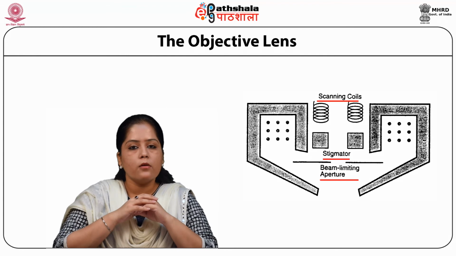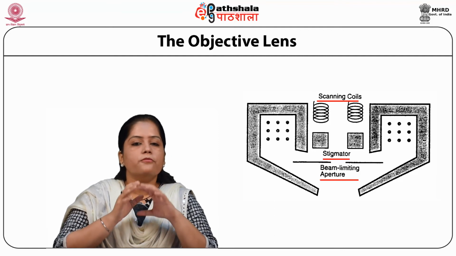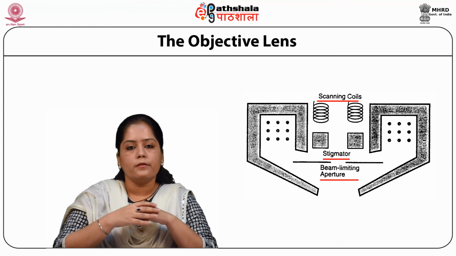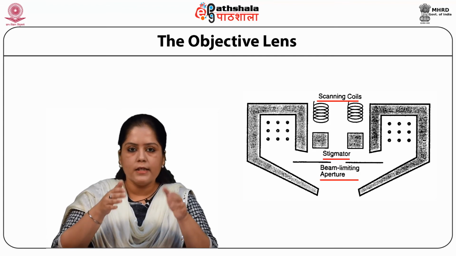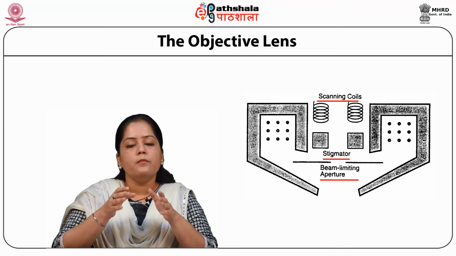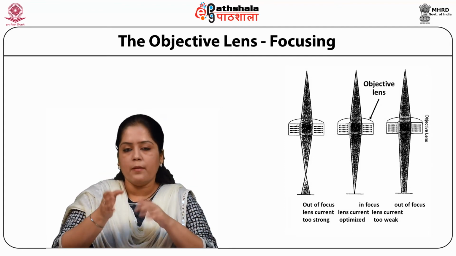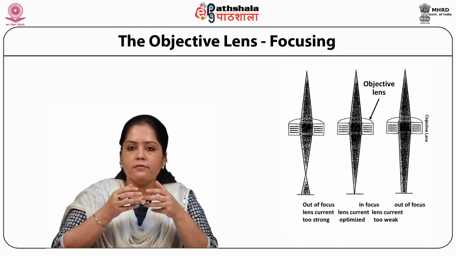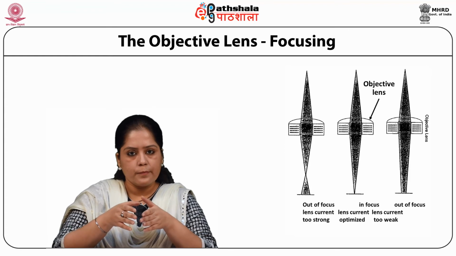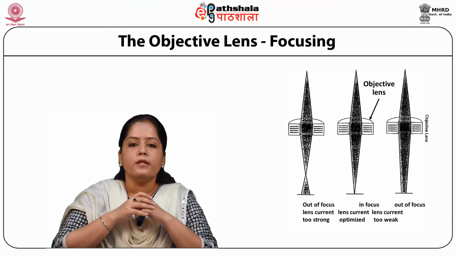So students, let us now discuss the objective lens. The objective lens controls the final focus of the electron beam by changing the magnetic field strength. The crossover image is finally demagnified to approximately 10 nanometer beam spot, which carries a beam current of approximately 10 to the power minus 9 to 10 to the power minus 12 amperes. By changing the current of the objective lens, the magnetic field strength changes, and therefore the focal length of the objective lens changes, as shown in this figure.